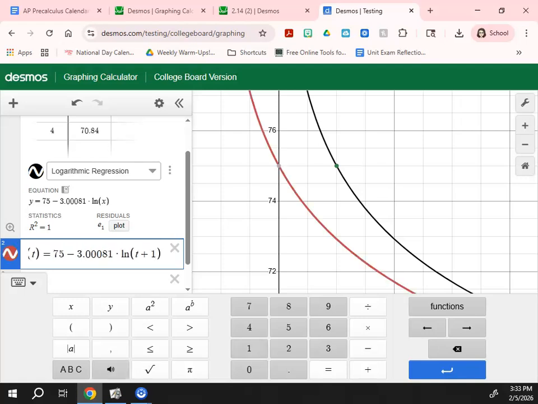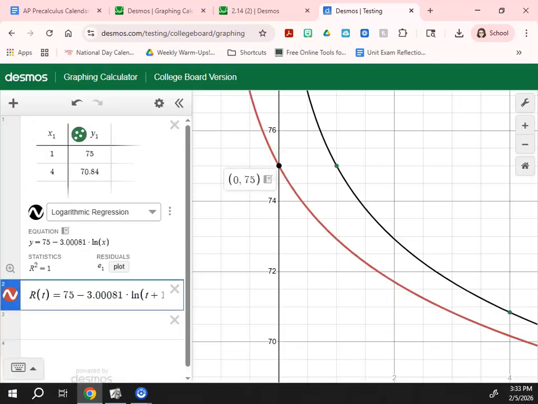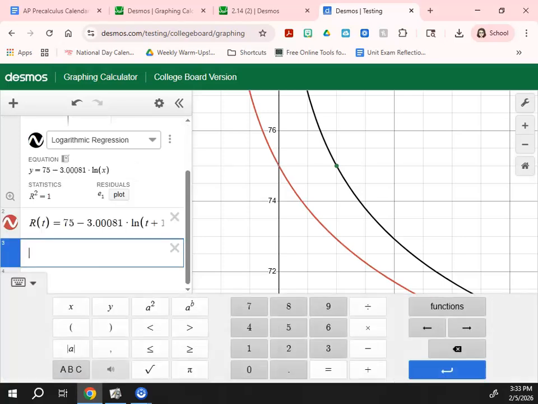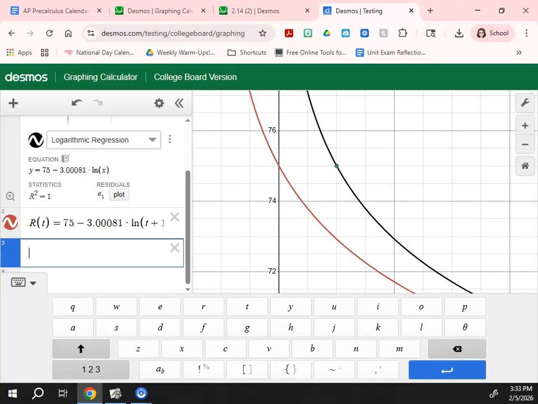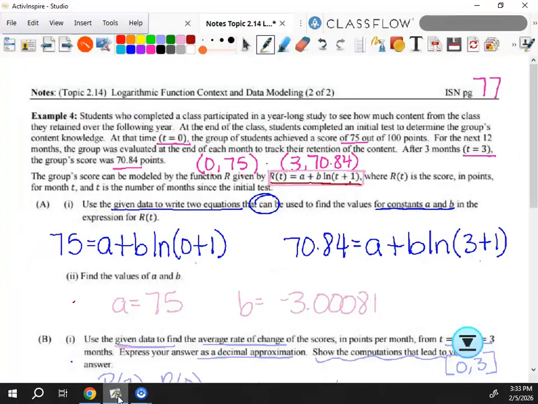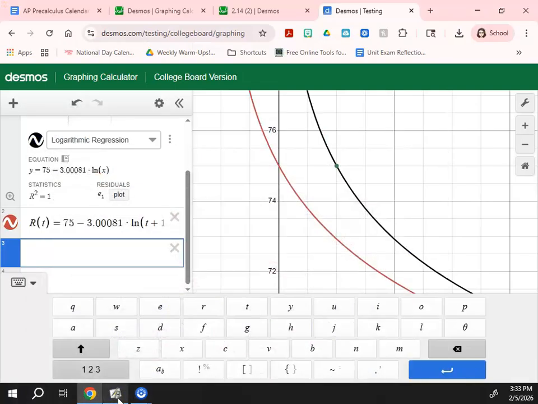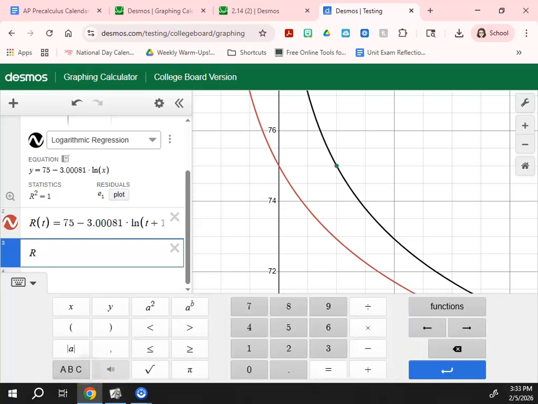And I can look at this. Here I have a 0.75. You can also double check that: I know 0 is supposed to give me 75, and 3 should give me 70.84. So if I do R of 3, that should give me my 70.84, which it does. So that's just a little recap of what we did yesterday.